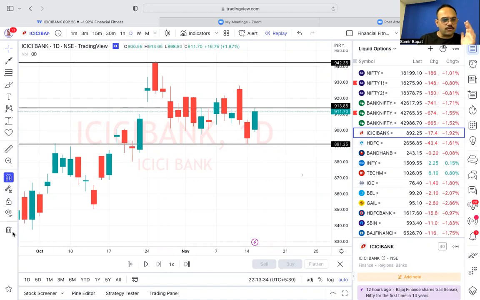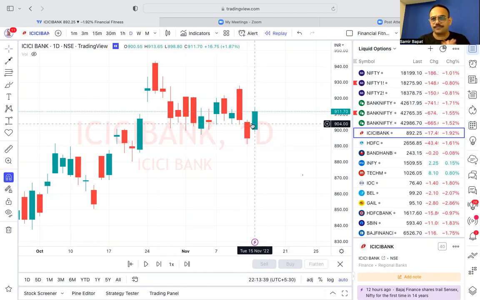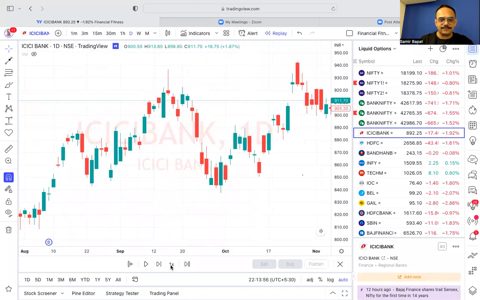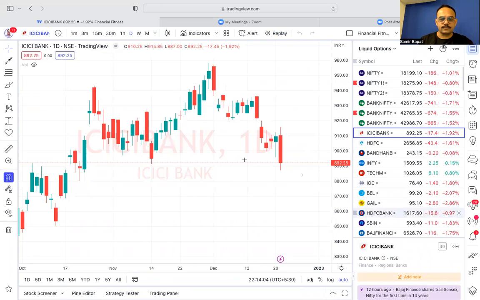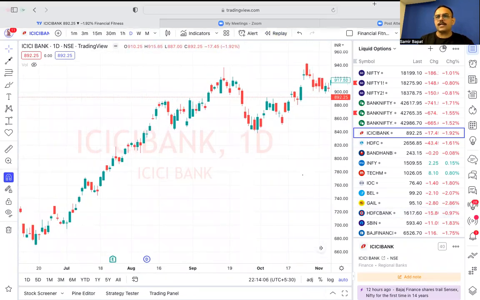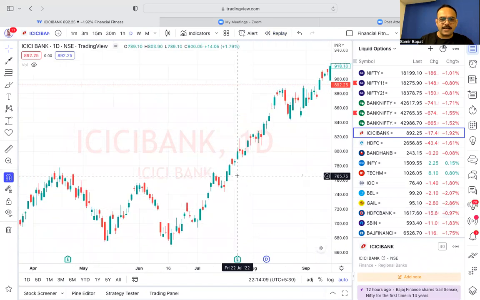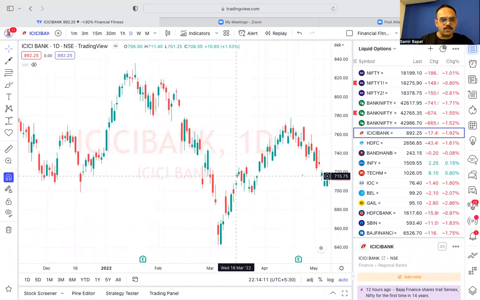Okay, I give you 2 to 3 minutes, try to find such a pattern, what I have shown here. Go to some of your known stocks and try to find it. I'll also search here in ICICI Bank. I think it's late, but let's complete one more pattern. I'll complete it and then we will call it a day.